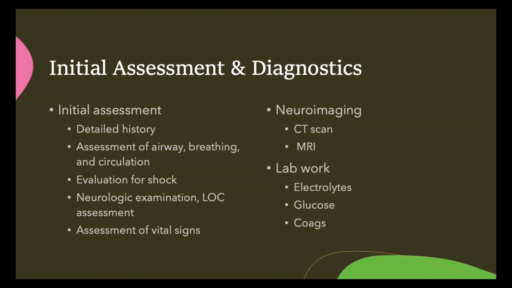Our initial assessment of the patient with a TBI includes a detailed history, assessment of their ABCs, evaluation for shock, and, like we said earlier, a focused neurologic examination. Again, you may want to anticipate that the child will likely need some type of imaging, whether a CT scan in emergent situations or a scheduled MRI. Also, the patient will need lab work such as electrolytes, glucose, or even bleeding studies.